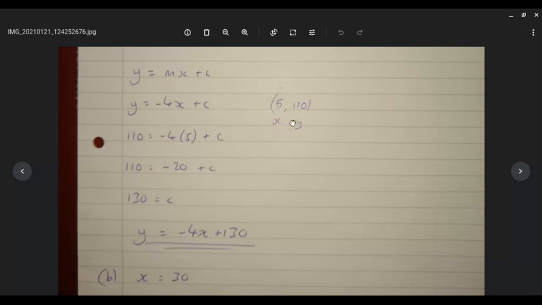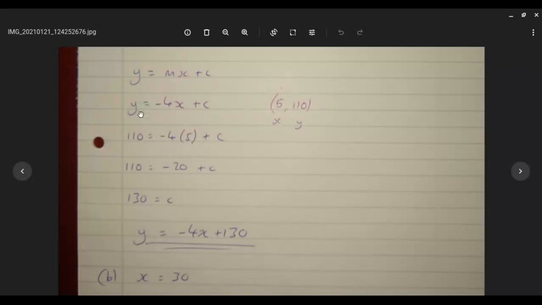When the x coordinate's 5, the y coordinate is 110, so let's substitute those values in. So y equals, well, the y coordinate's 110, so 110 equals negative 4 times 5 plus c. Negative 4 times 5 is negative 20. 110 equals negative 20 plus c. So add 20 to both sides of this equation and we get c equal to 130.